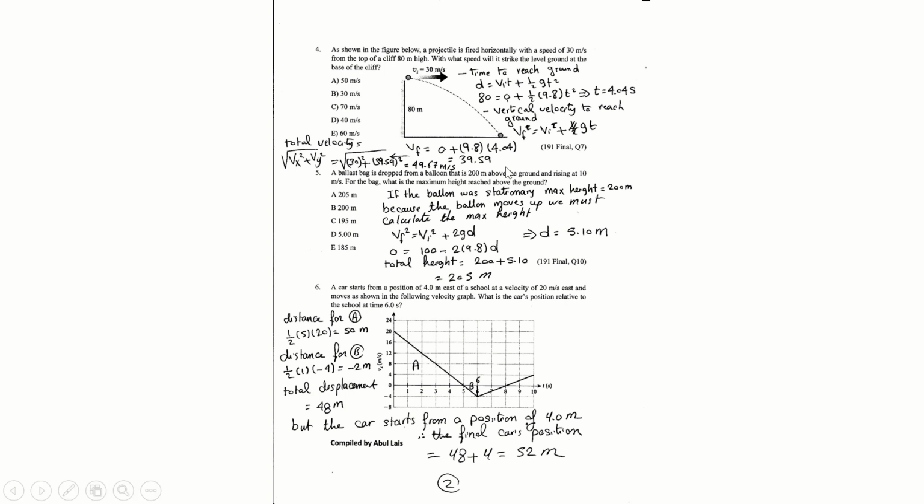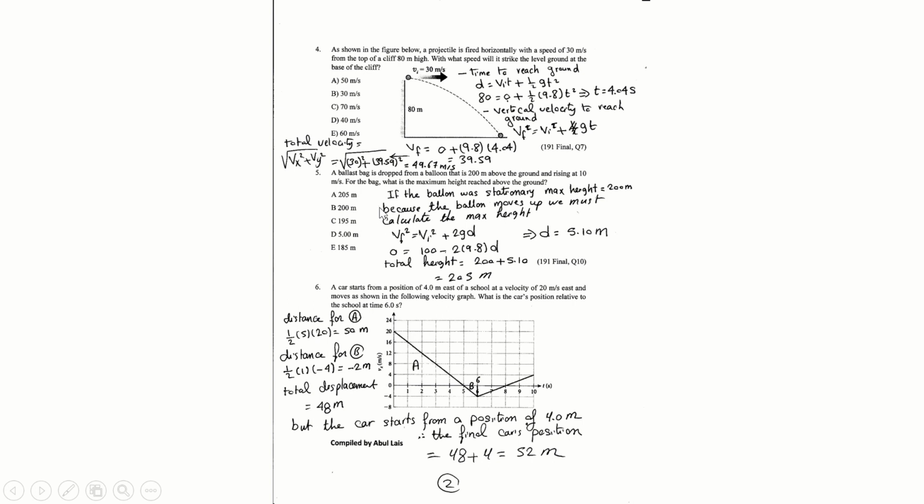So in this case, I have to consider both speeds, the vertical and the horizontal. If I want to know the total speed, I have to use this equation, the square root of Vx squared plus Vy squared. Vx is the horizontal velocity and Vy is the vertical velocity. So the horizontal velocity is 30 squared plus 39.59 squared, then it gives me 49.67 meters per second, which is about 50 meters per second, which is A.